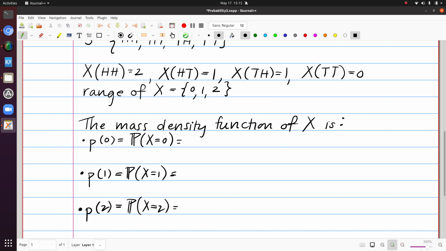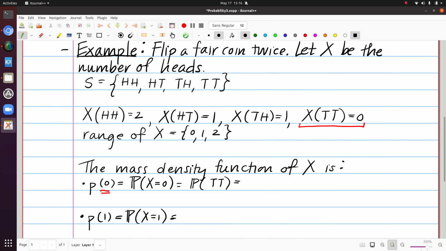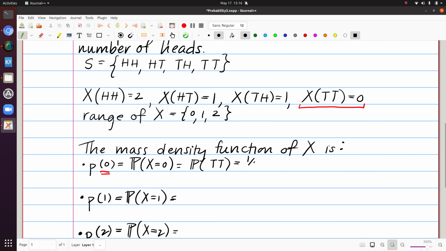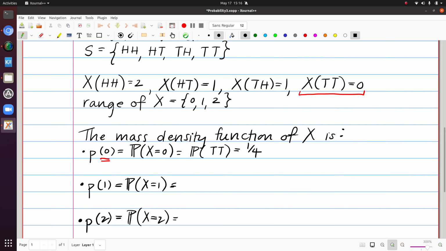To go back and find these probabilities, I'm going to notice that p of 0 has this one possibility. The only way that our random variable took on the value 0 was if the coin landed tails twice. So I'm really interpreting this as saying, what's the probability of the event that just includes tails, tails? This is shorthand notation. There are 4 possible outcomes. They're equally likely. This is 1 out of the 4. So p of 0 is 1/4.